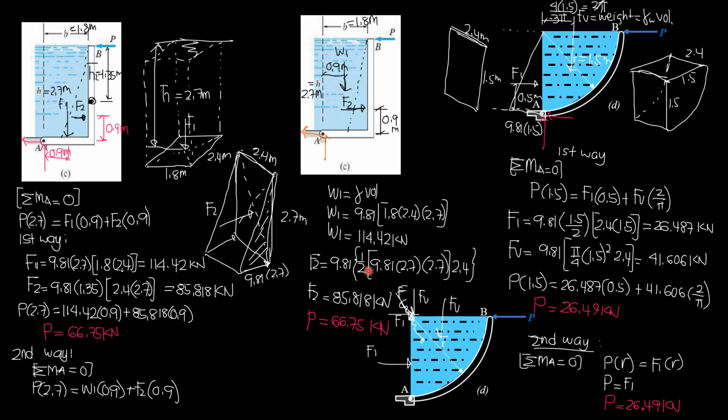So this is just the volume of the pressure diagram: 1/2 times 9.81 times 2.7, the base, the height is 2.7, and times 2.4 perpendicular to the screen. So it's the same, 85.818 kilonewtons. Therefore, P is 66.75 kilonewtons because we have the same value of F1 and W1, the same moment arm, and the same value of F2.